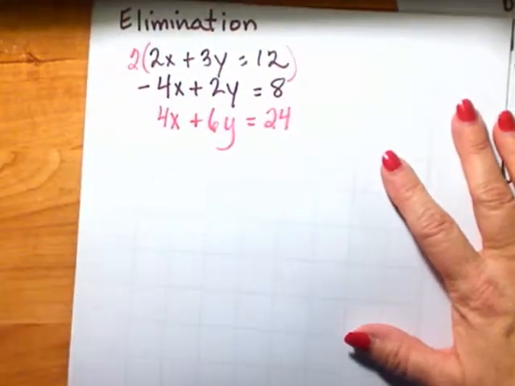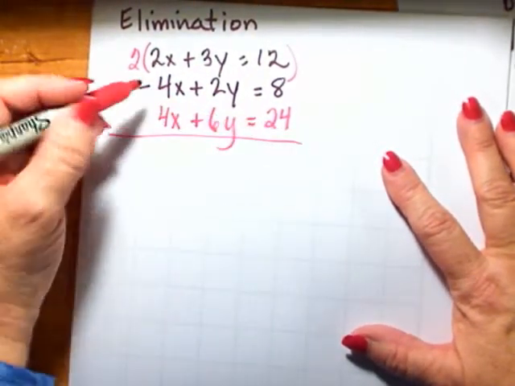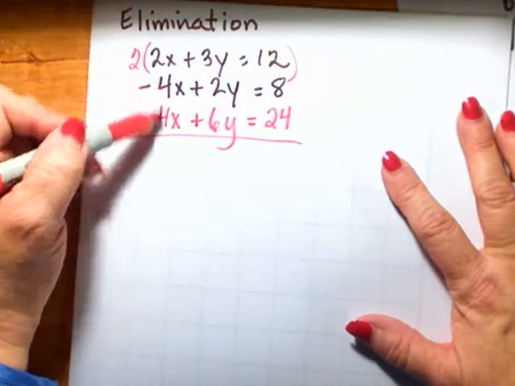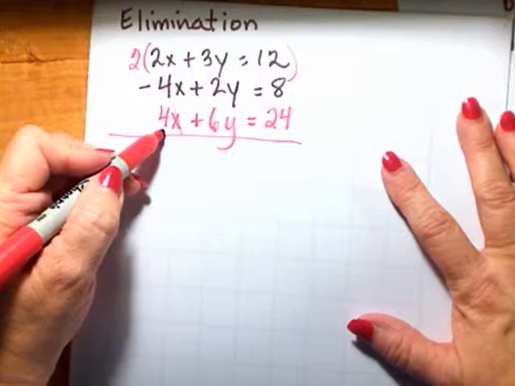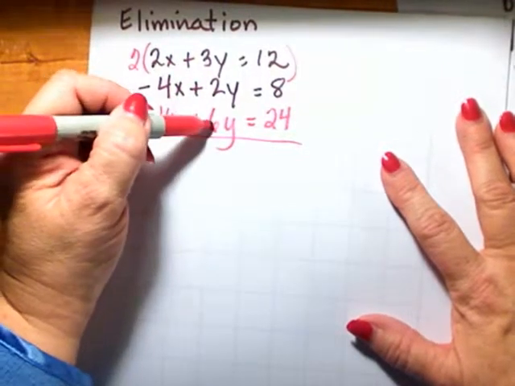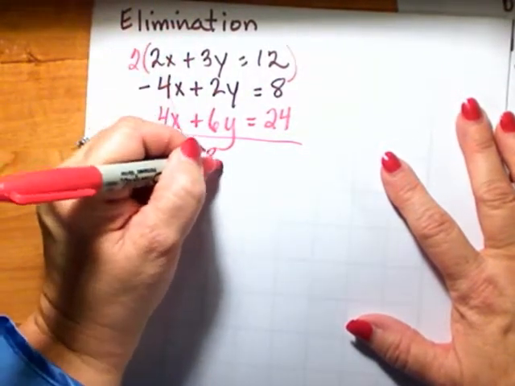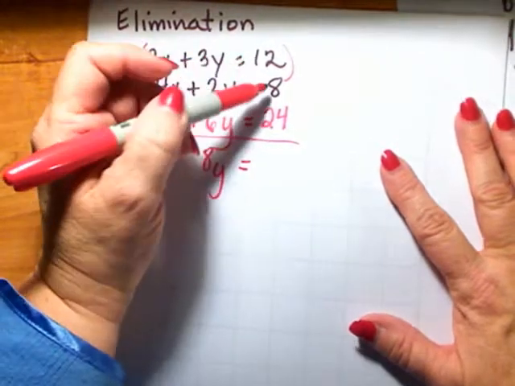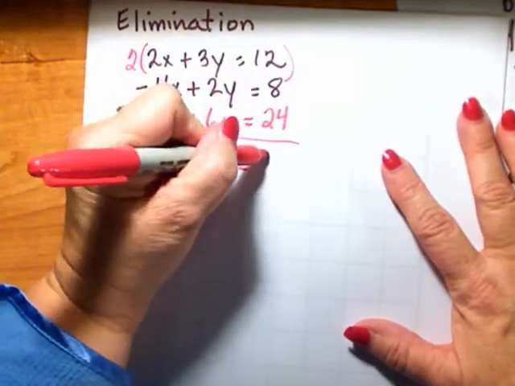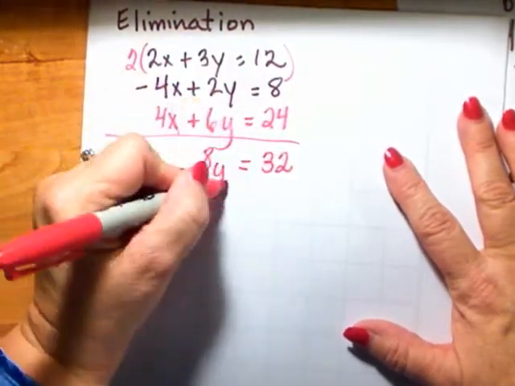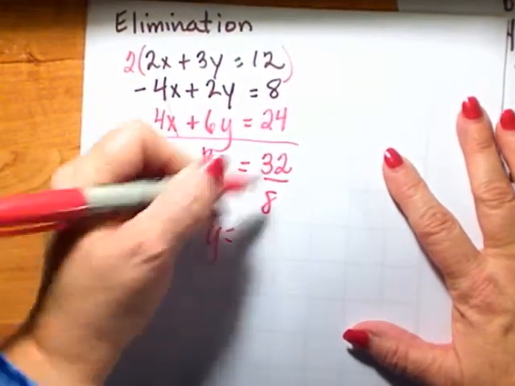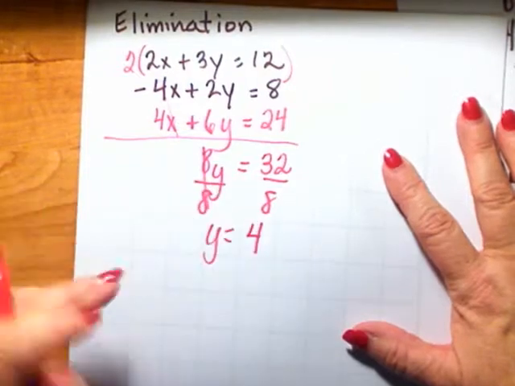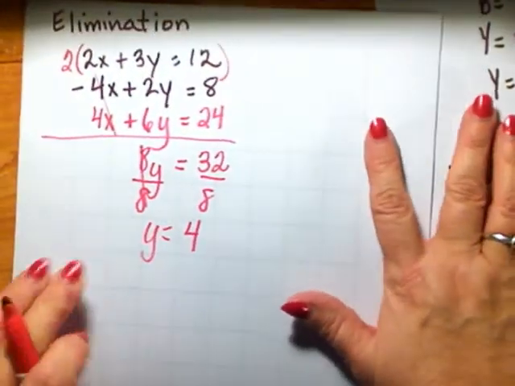Okay, now all I have to do is add my x's, because this gives me 0, so that x is eliminated. And then I have 6 plus 2 is 8y equals 24 plus 8 is 32. Divide both sides by 8, and y is 32 divided by 8, which is 4. Okay, now I found out what y is.